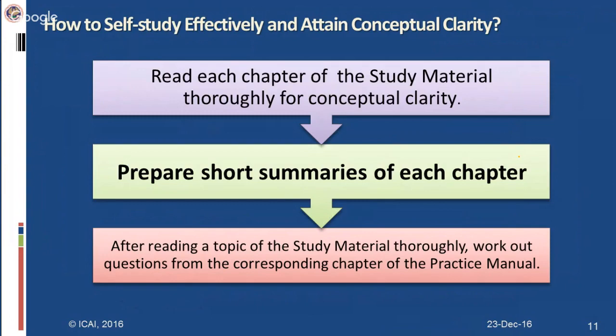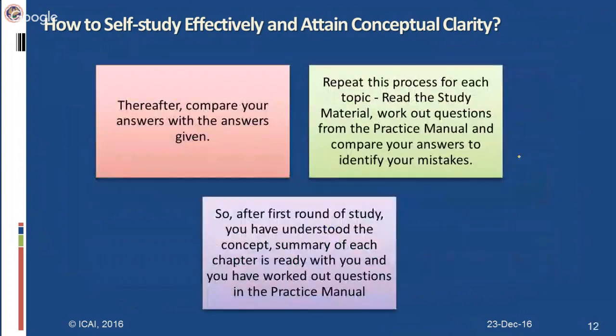Then thereafter you go to the next chapter, then once again read the study material, make a short summary, read the key points in the practice manual, solve the questions in the practice manual on your own, and thereafter you compare your answers, identify your mistake. Repeat this for each chapter after chapter. Then once you complete the entire process, you reach the last chapter, chapter number 10, provisions for filing return of income, and then you work out the questions.